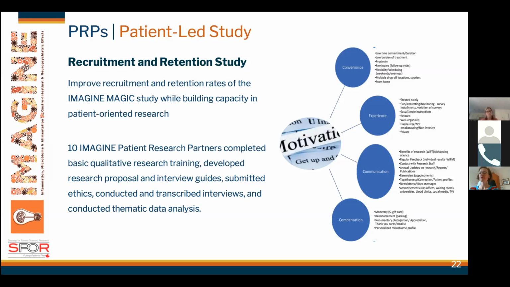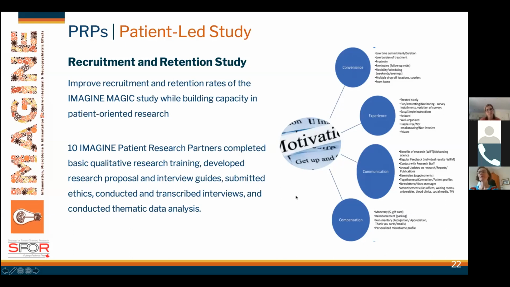We did the data analysis as a team, went through the data, identified themes, and came out with the top themes from that project, which were convenience, experience, communication, and compensation.